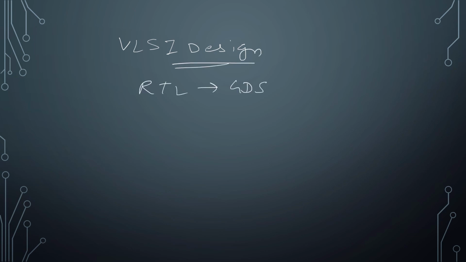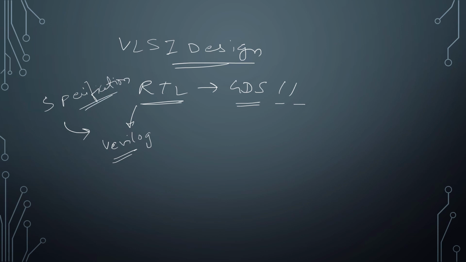That is your RTL to GDS2. GDS2 is basically the graphical data stream information interchange format, and RTL is register transfer language. This is basically done in Verilog coding. Whatever the design specification we have, we make it into RTL code, then we verify it with the test bench, then proceed with further steps. That is your VLSI design flow.